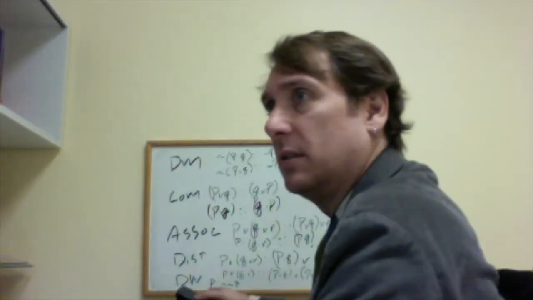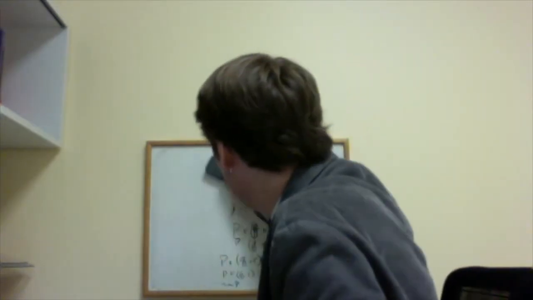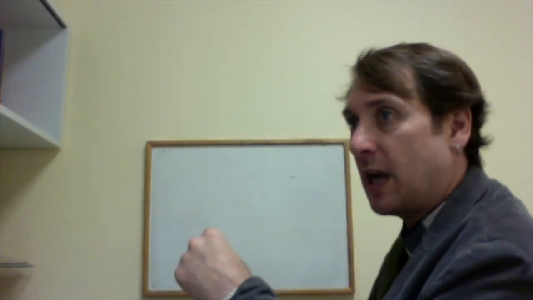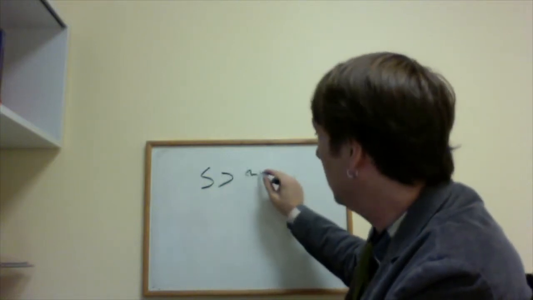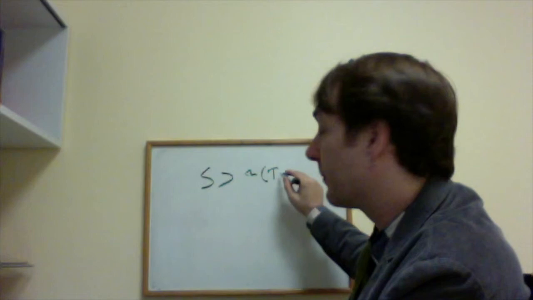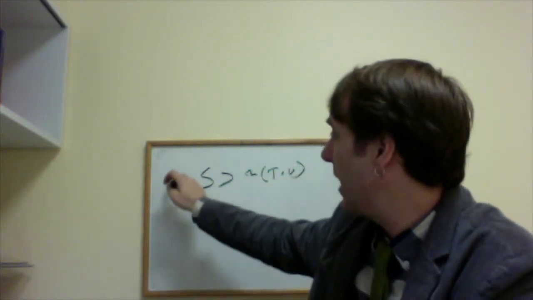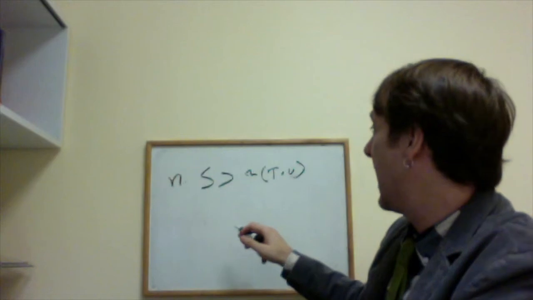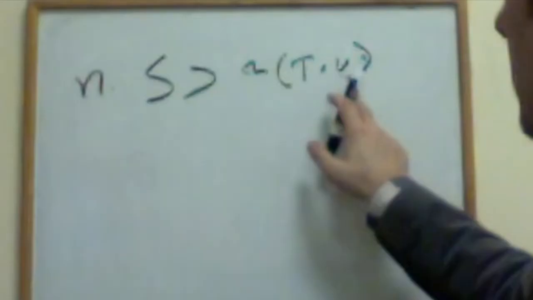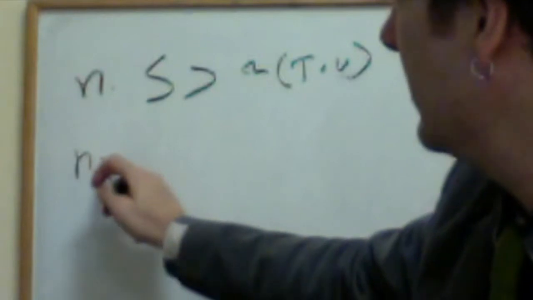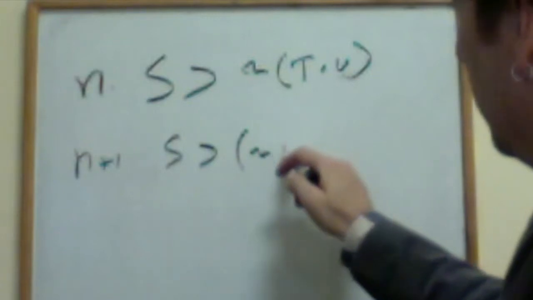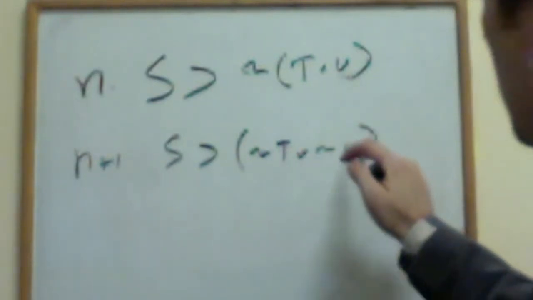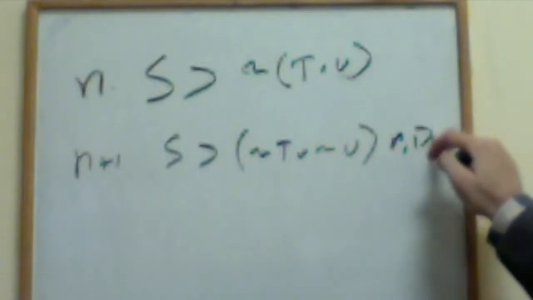Now, one of the things that sometimes people forget about when they first come to this is this. Suppose you have a statement like S horseshoe tilde T dot U on a line, let's call it n. Well, suppose you just wanted to change this for whatever reason. You could have the next line say S horseshoe tilde T wedge tilde U, and you could say that you got that from line n by De Morgan's rule.